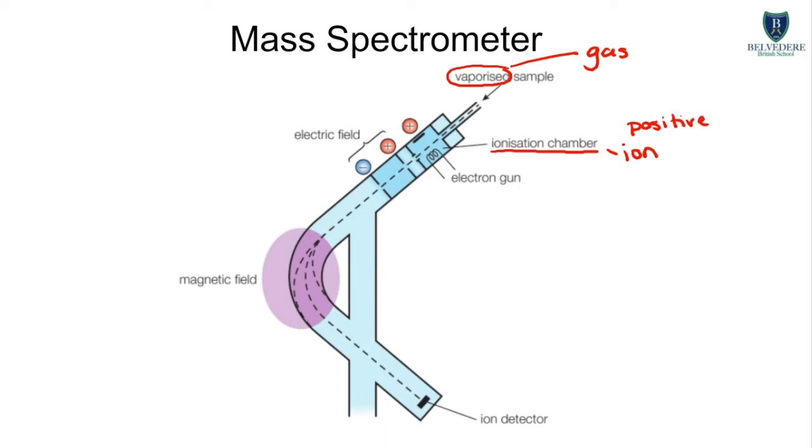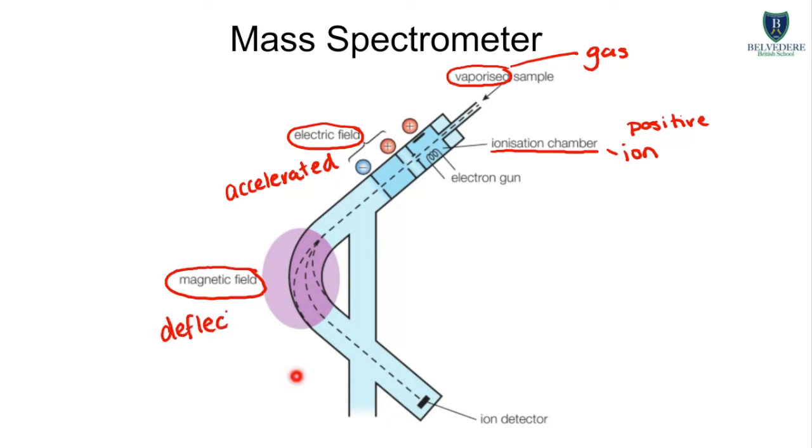These positive ions then pass through an electric field, and it's at this point that they are accelerated. And as they are accelerated, they will pass through the tube. And you can see here that they pass through a magnetic field. And when we have this magnetic field, this is where they are deflected. And you can see that we now have three different paths. And then at the end, they are detected.